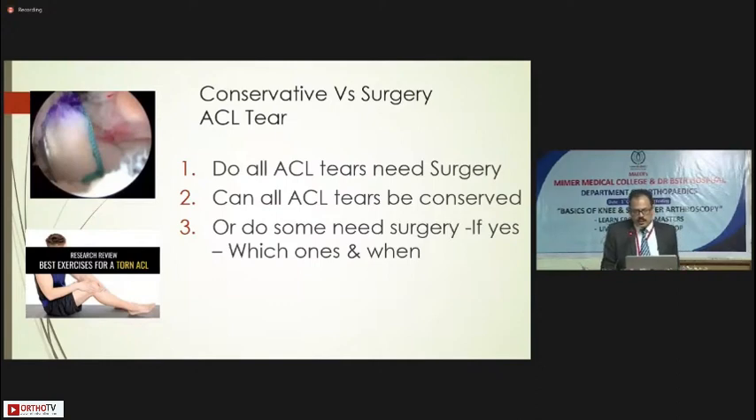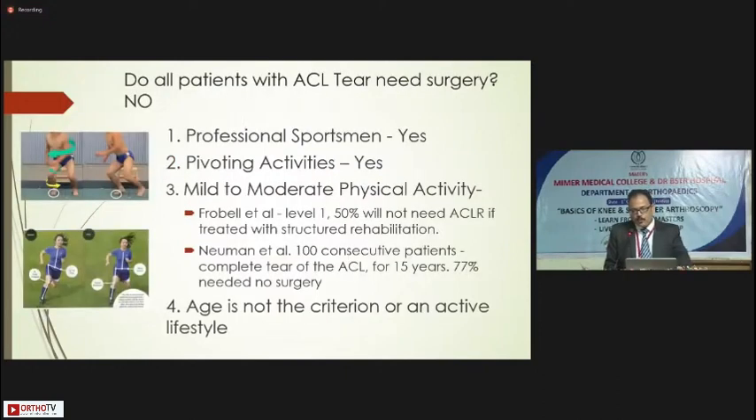Conservative versus surgery. Now, this is a second topic which has been given to me, so I'll quickly switch to the other topic. Do all ACL tears need surgery? Can all ACLs be managed conservatively? And if certain ACLs need surgery, when and which are the ones? So professional sportsmen, yes. Pivoting activities, if the athlete is involved in pivoting activities, turning activities, yes.